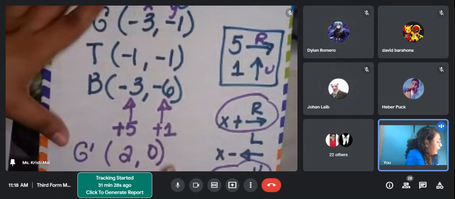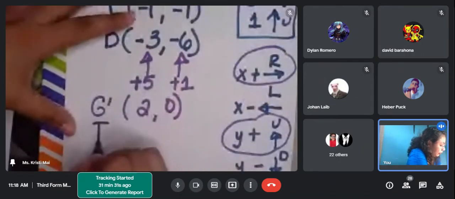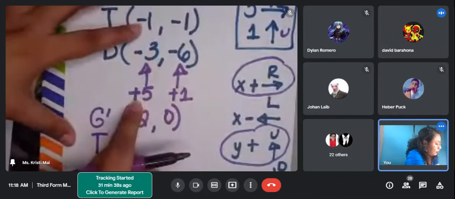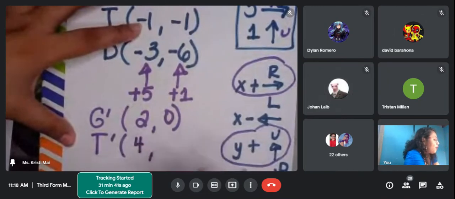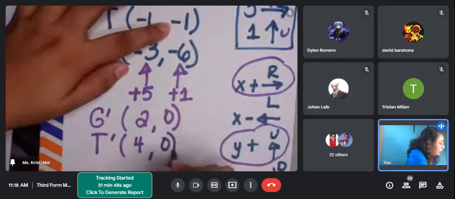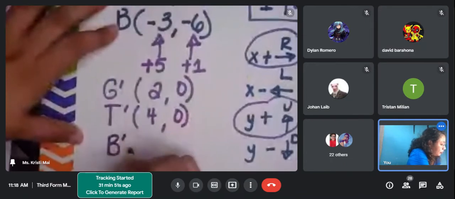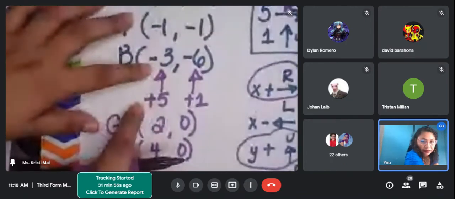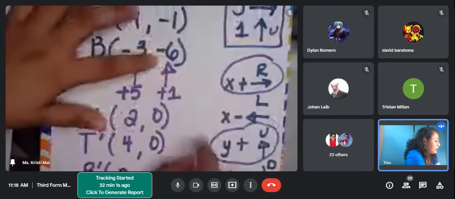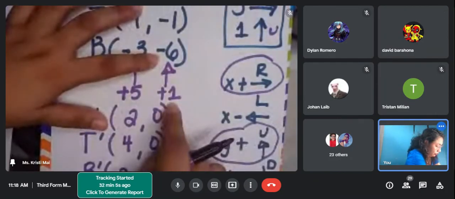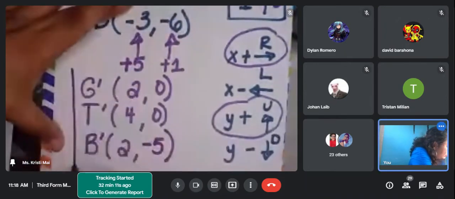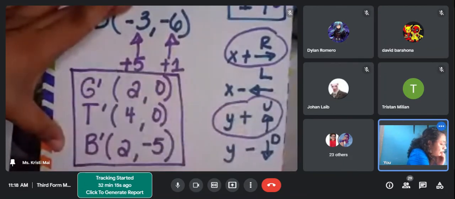Yes, miss. Okay. So what is for T1? Negative 1 plus 5. Positive 4. Very good. What is negative 1 plus 1? 0. Very good. B1 now. Negative 3 plus 5. Positive 2. Very good. And negative 6 plus 1. Negative 5. And now these ones are my points for the new image.